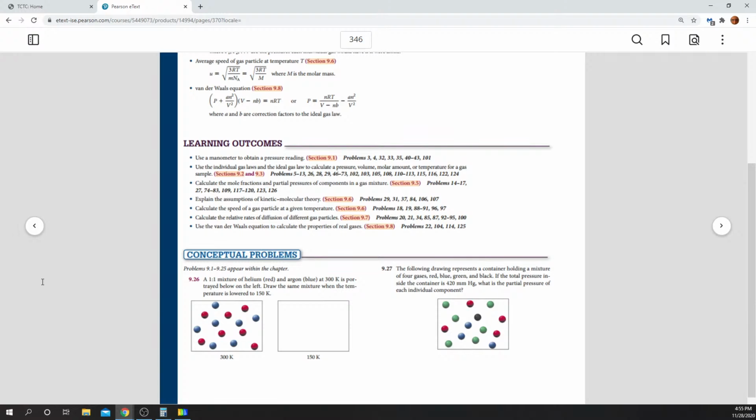So problem 26. A 1-to-1 mixture of helium, red, and argon, blue, at 300 Kelvin is portrayed on the left. Draw the same mixture when the temperature is lowered to 150 Kelvin. It's going to look exactly the same. This is a static shot, therefore you cannot tell the difference between the two pictures. The only difference between 300 Kelvin and 150 Kelvin is that the particles are moving faster at 300 than they are at 150. Seriously, that's it. So it's going to look exactly the same. 1, 2, 3, 4, 5, 6, 7 of each colored dot.